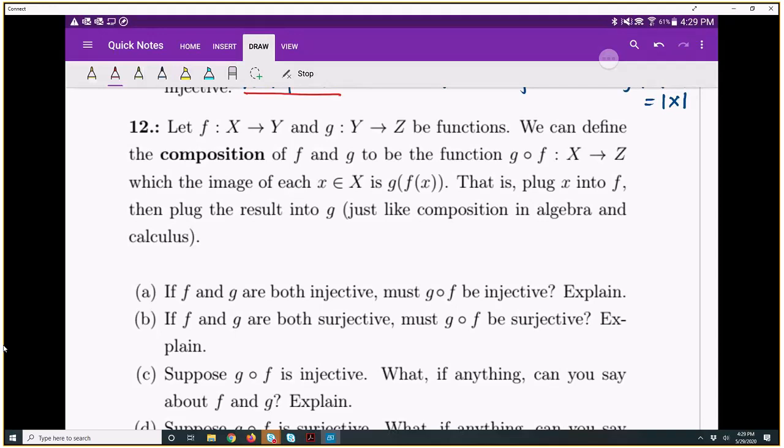Okay. Lastly, we want to think a little bit about function composition. So if f is a function from a set x to a set y, g is a function from a set y to a set z, we'll define the composition of f and g just like we did in an algebra class, using this notation g open circle f from the set x to the set z.